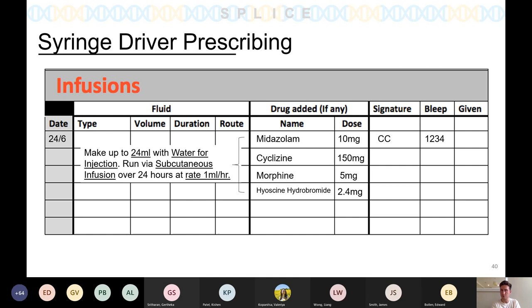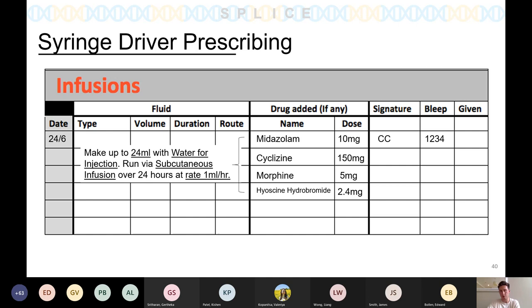The doses, if you were to prescribe this, I suspect will be given to you. I don't think you necessarily need to learn that. However, I would get familiar with the BNF in terms of how to use it in case you do need it in an OSCE station. But the crucial part of the syringe driver is this little passage of text on the left under the fluid section. And I recommend learning this exact statement and just copying it out. So make up 24 milliliters with water for injection, run via subcutaneous infusion over 24 hours at a rate of 1 milliliter per hour. And this means you'll be given a continuous dose that will last all 24 hours.